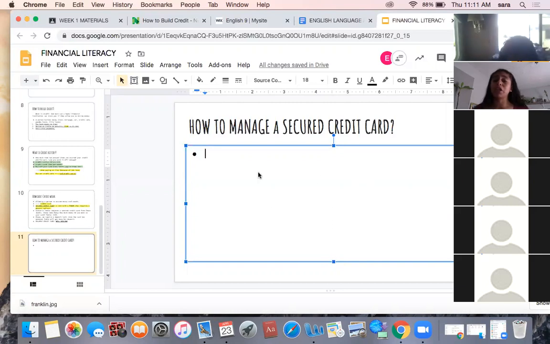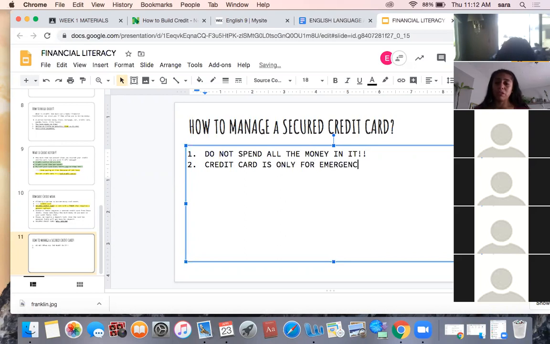But how do you manage a secured credit card? First of all, here's one important thing. Do not spend all the money in it. The credit card is only for emergencies. Only spend 5 to 10% of the limit. So what does this mean?